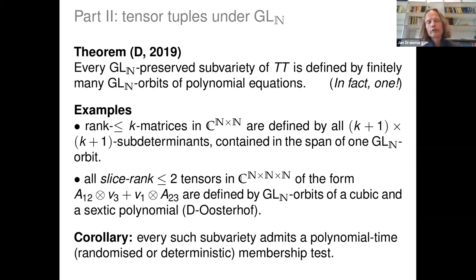And so as a consequence of this theorem, every GL_N preserved subvariety of TT admits such an algorithm. And this is not just an algorithm that works for infinite tensors, it's an algorithm that works for large tensors. And if you don't like randomized algorithms, you can just use variables in your matrix that you do the left and right multiplication with, and you still get a polynomial time membership test. Okay, so that was a weak version of Hilbert's basis theorem.